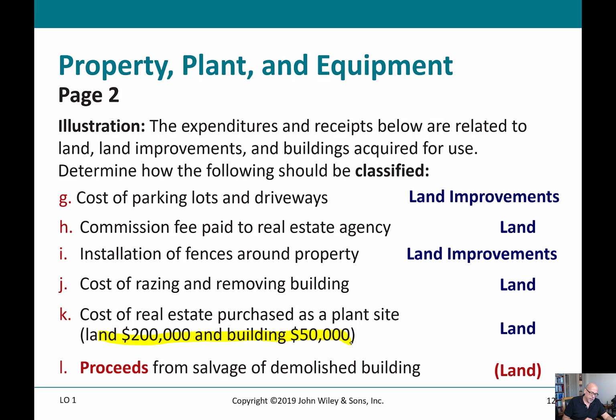Okay, and then proceeds, there it is, I knew it was in there somewhere. Proceeds from the salvage value come off of the cost of the land. Okay, if we're able to sell those doors or whatever, something of value associated with the building that we're tearing down, we pull all those doors out, we put them off to the side, we sell them to a door dealer, okay, the proceeds that come in would be subtracted from the cost of the land.